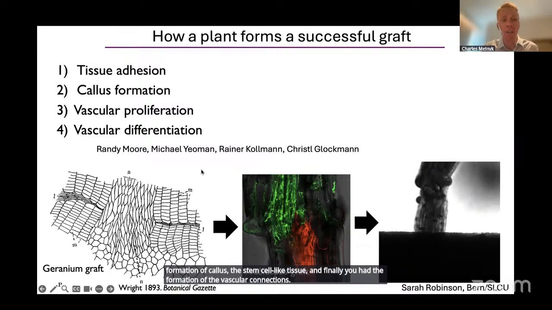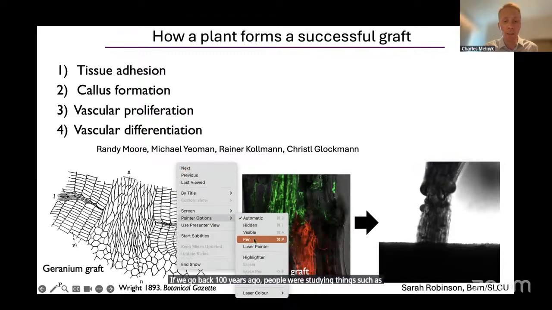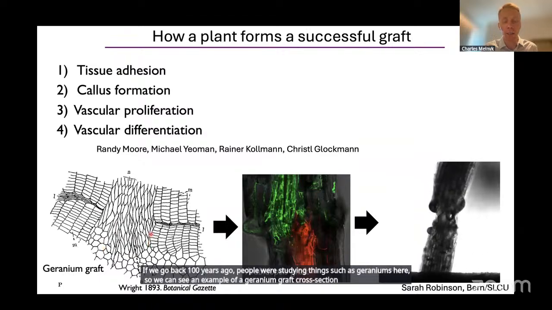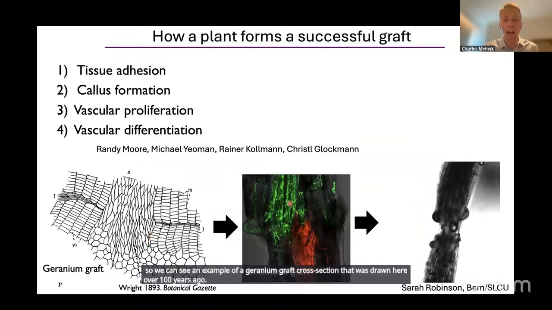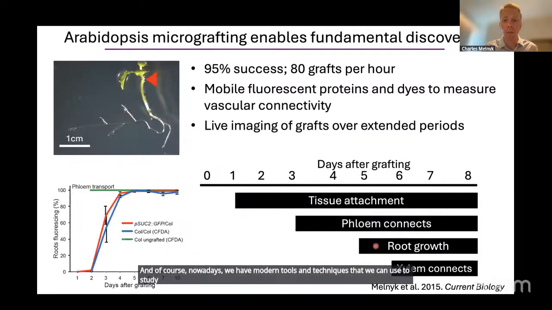If we go back 100 years ago, people were studying things such as geraniums here. So we can see an example of a geranium graft cross-section that was drawn over 100 years ago. And of course, nowadays we have modern tools and techniques that we can use to study graft formation.